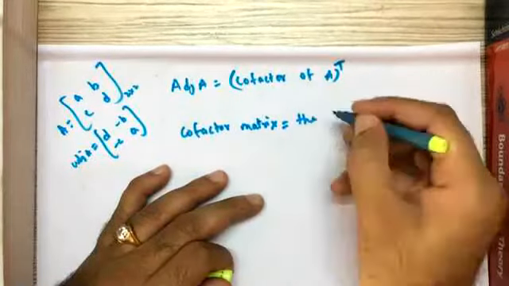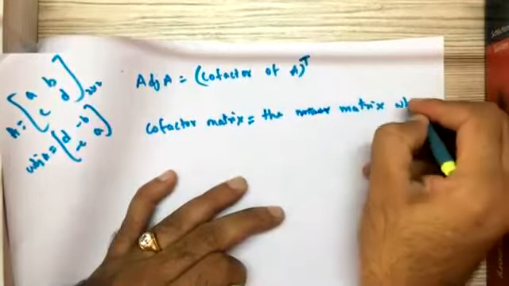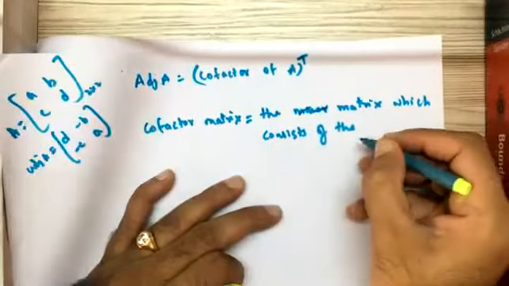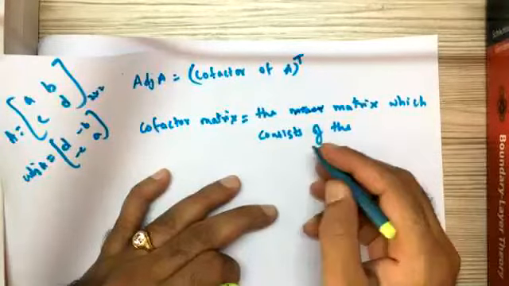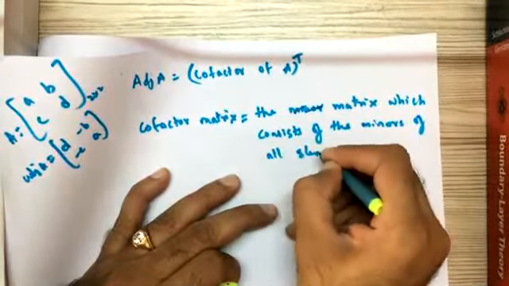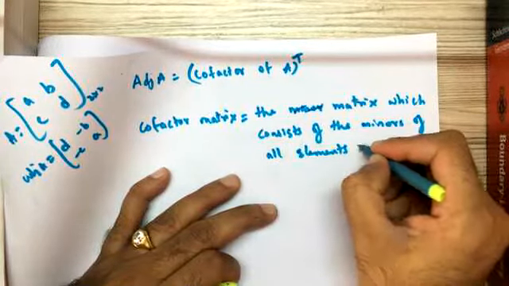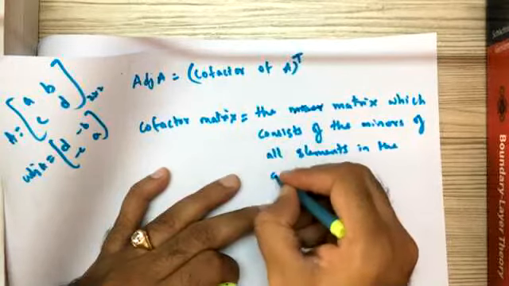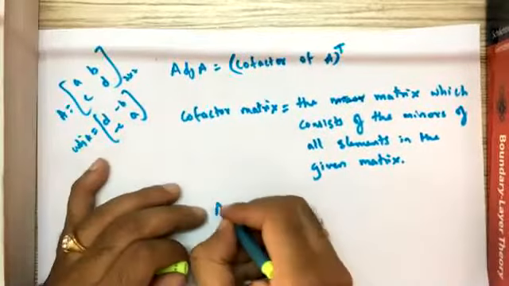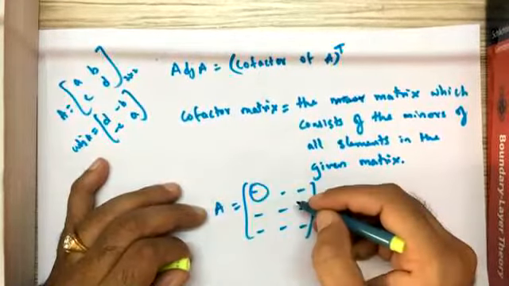Cofactor is nothing but the minors, the matrix which consists of the minors of all elements in the given matrix. So if you have a matrix like A, a 3 by 3 like this, you have to consider the minor of each and every element.